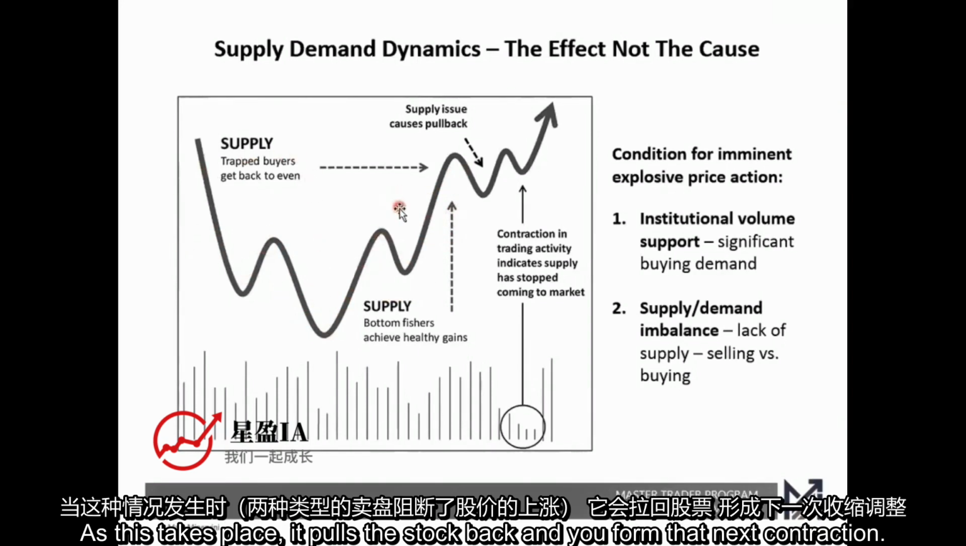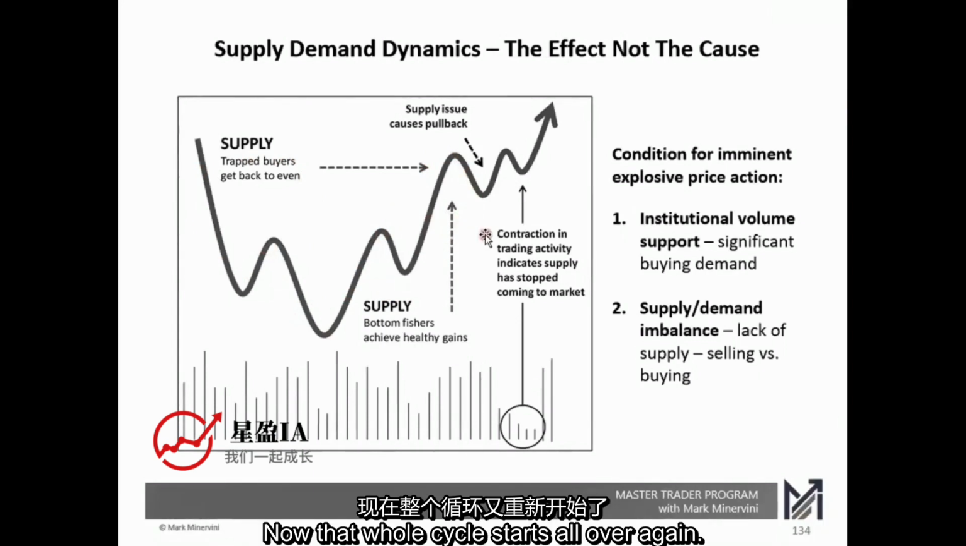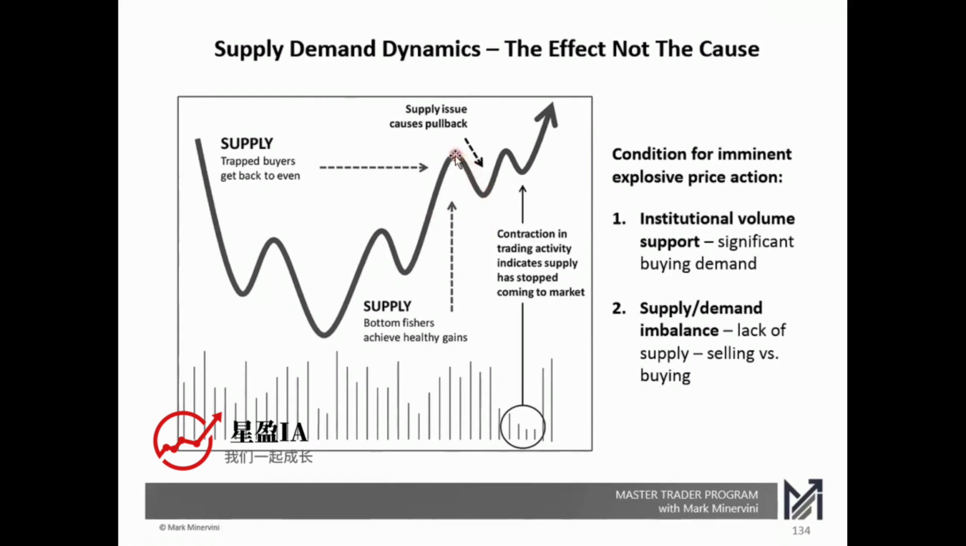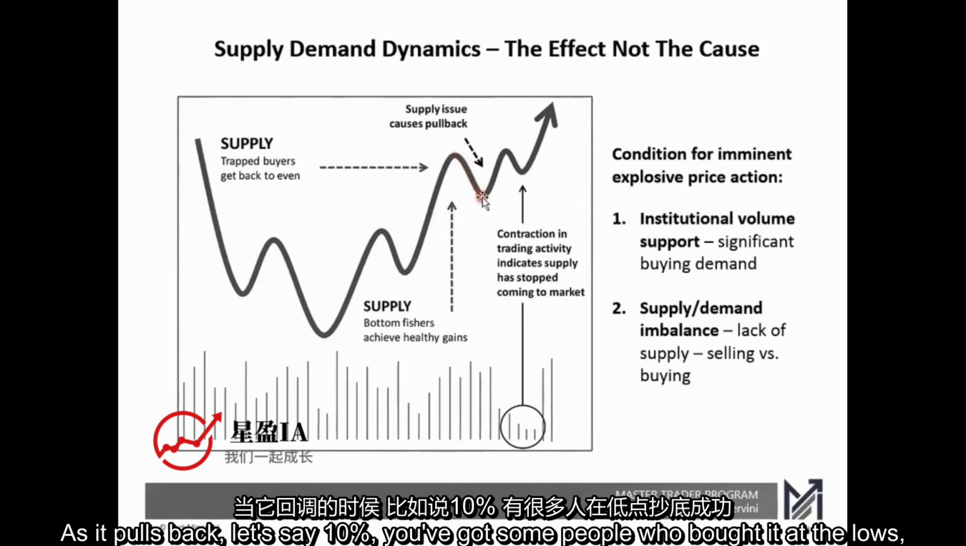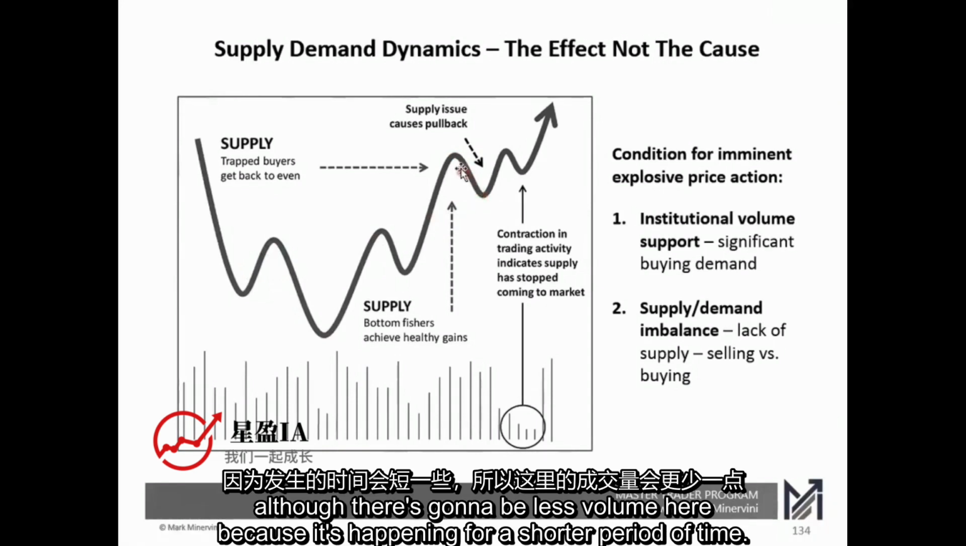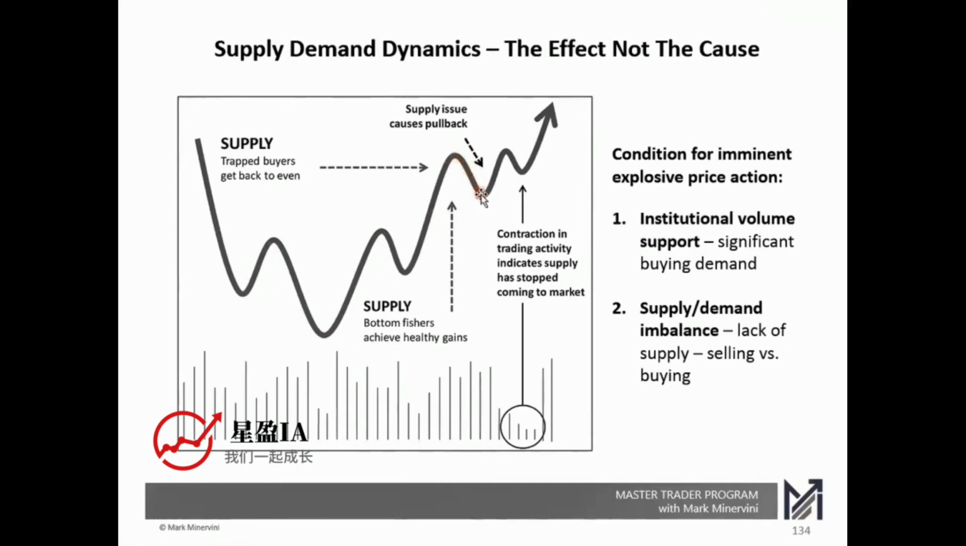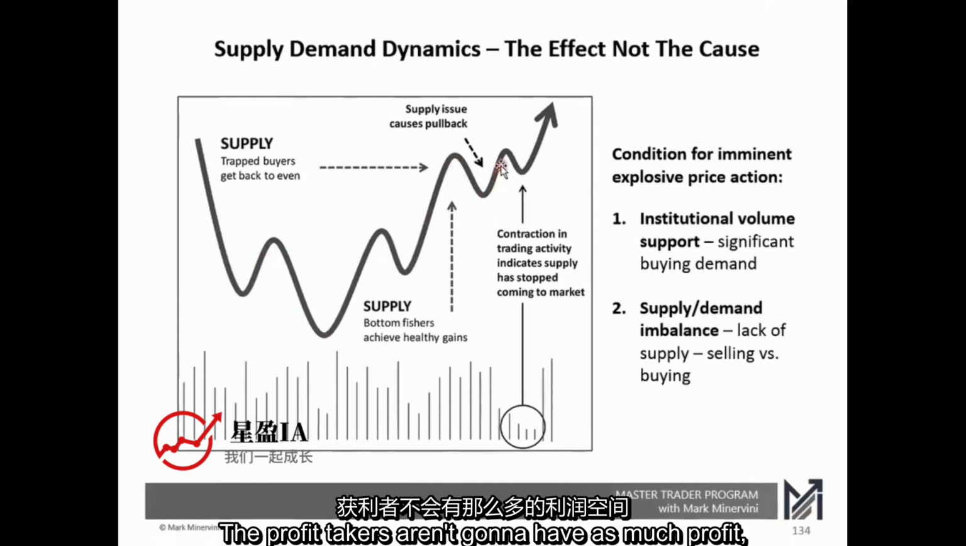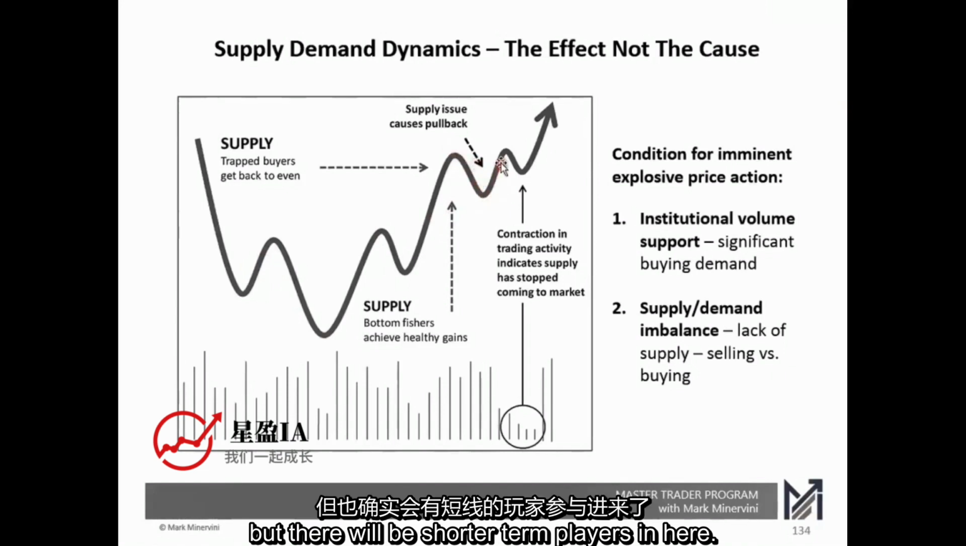So as this takes place, it pulls the stock back, and you form that next contraction. And now that whole cycle starts all over again. Now you've got some people that bought it this high, and as it pulls back, let's say 10%, you've got some people who bought it at the lows. Although there's going to be less volume here because it's happening for a shorter period of time, and it's not as deep. So the trapped buyers aren't going to be as trapped, if you will, and the profit takers aren't going to have as much profit. But there will be shorter term players in here.